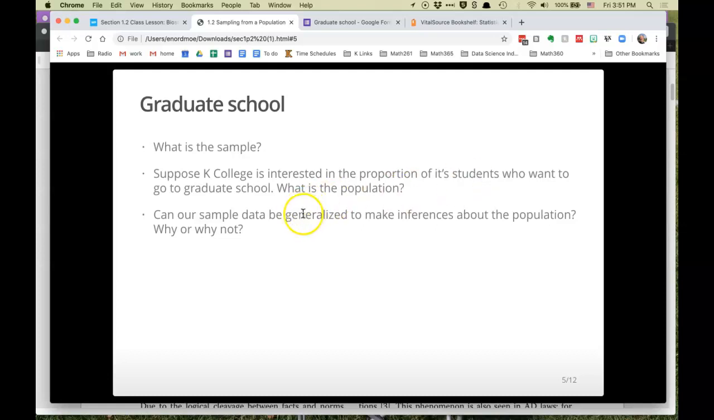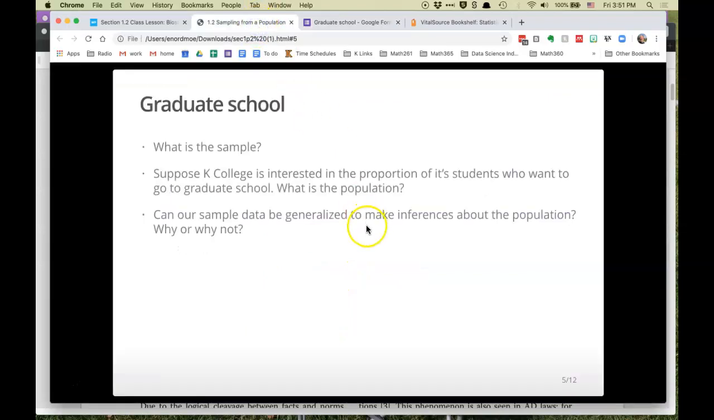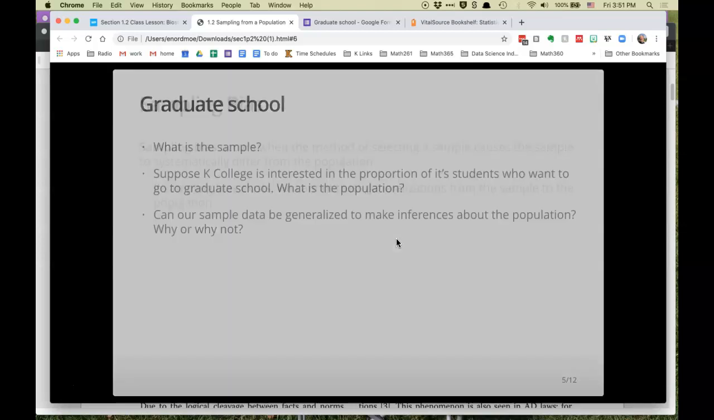And so we have to think about that when we think about the sampling method, whether our sample data can be generalized to make inferences about the population. And so if we thought that people taking biostatistics tended to be different from the general population in terms of their interest in graduate school, then we would probably not want to generalize from these results, the 84%, to the entire population of all K students. And it probably would not be representative for lots of reasons you might be able to think about.